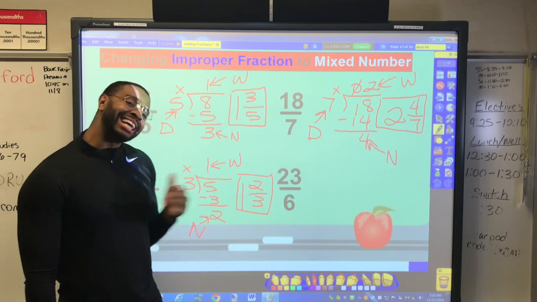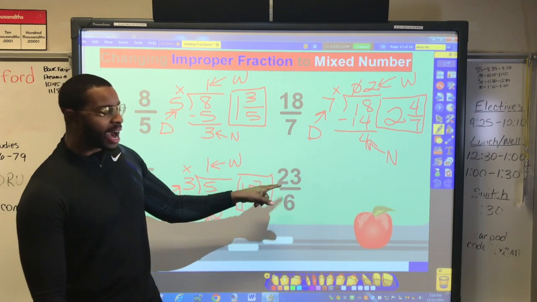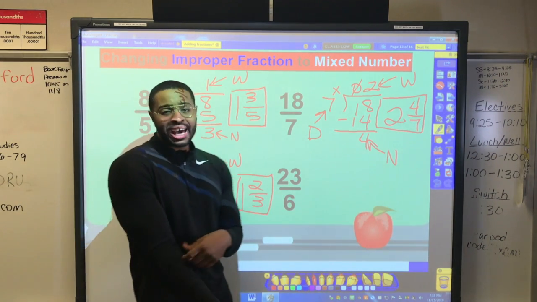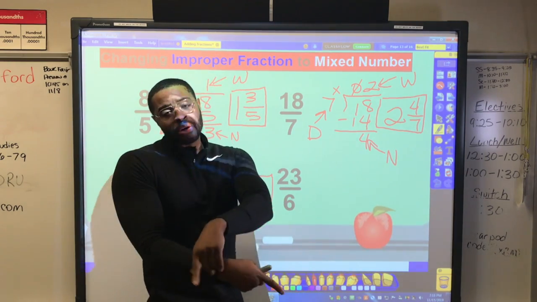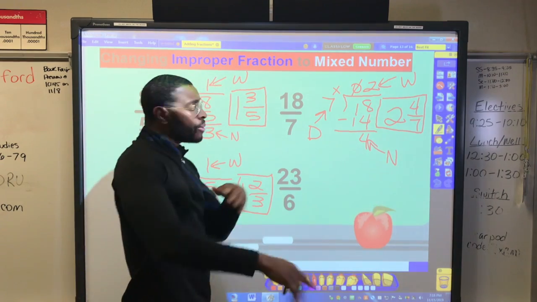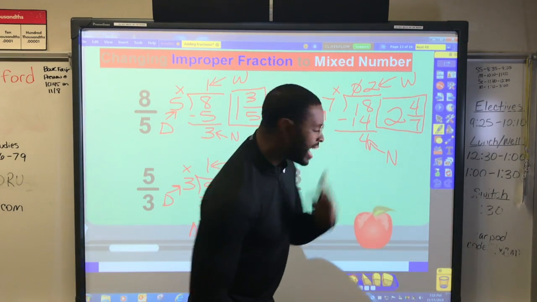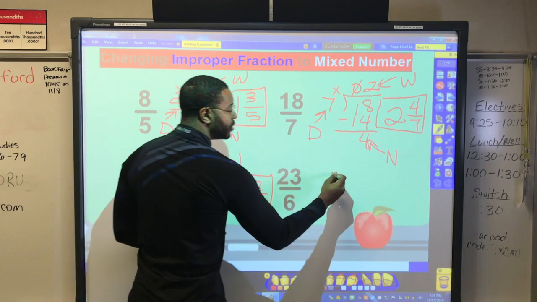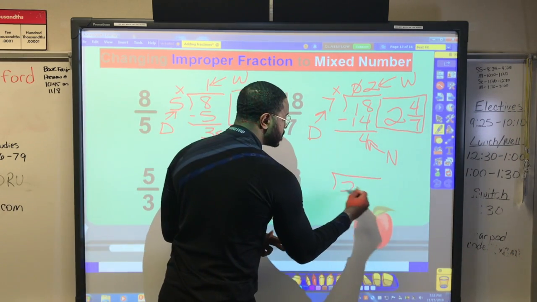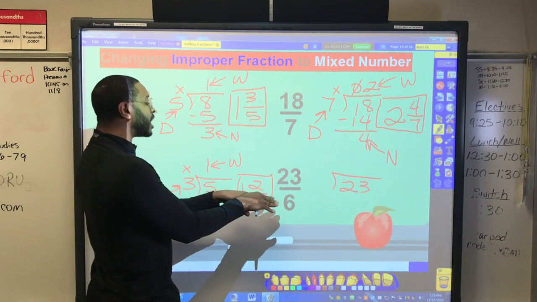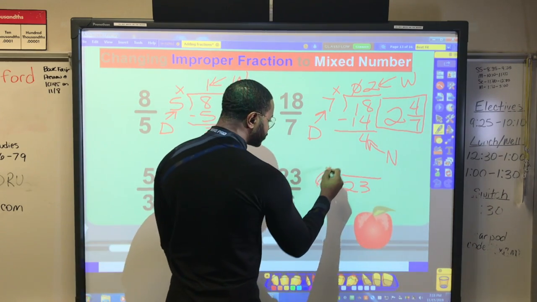23/6. Or I like to look at it as 23 divided by 6. And I say that saying, top in, bottom out, top in, bottom out, top in, bottom out. So since I got my saying in my head, I'm going to draw my division symbol. And I know that the top part of the fraction goes inside of this symbol, and that the bottom part of the fraction goes outside of the symbol.